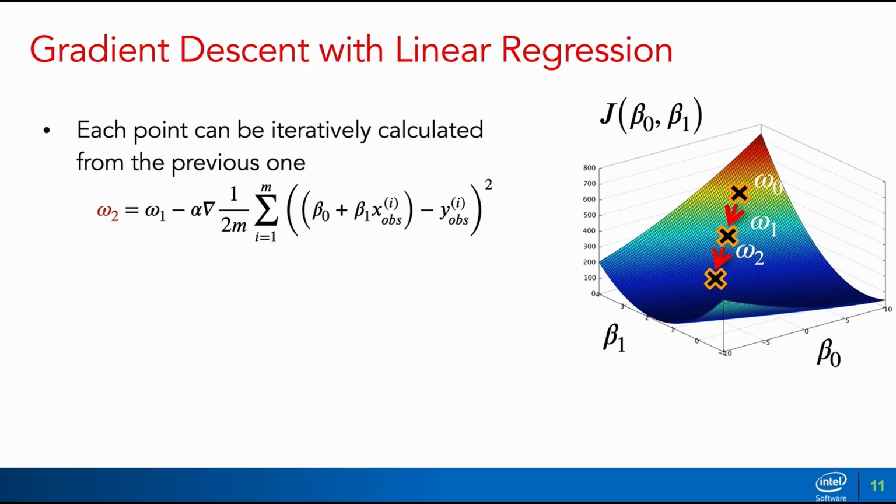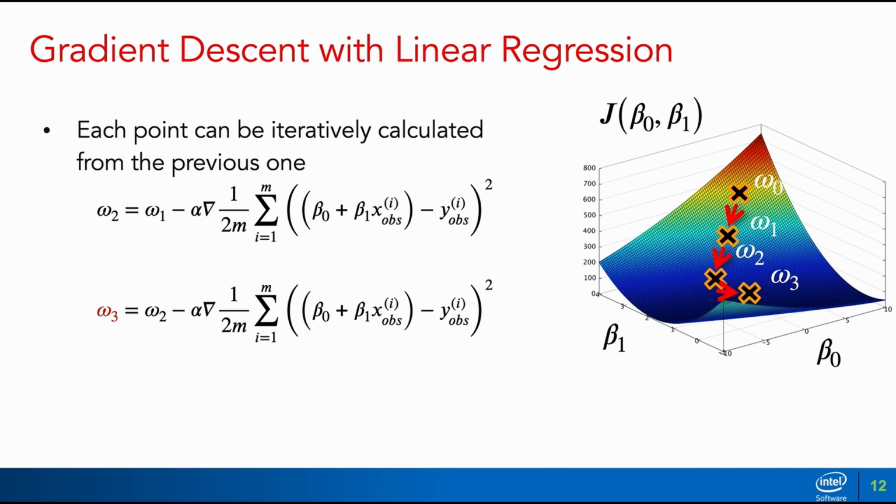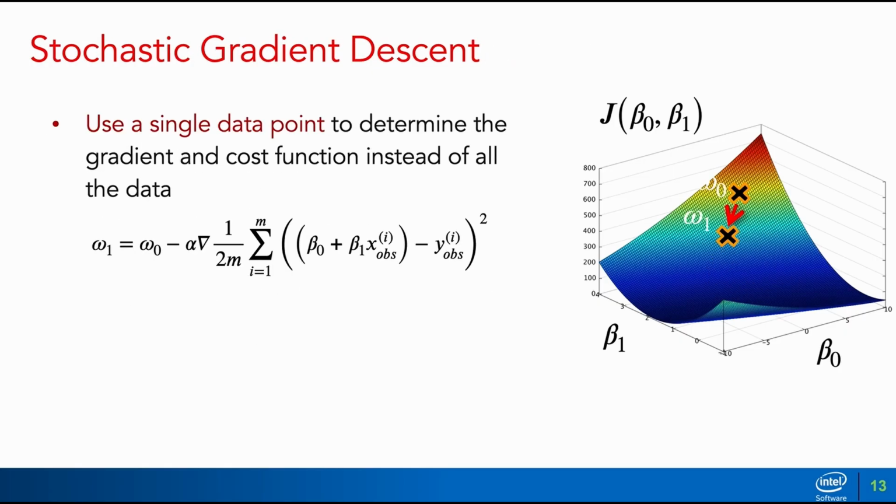By applying the same formula, we move to w2, descending along the surface. The next point, w3, is calculated in the same way. After many iterations, the gradient will be 0. At that point, we converged at the minimum. So far, we've learned the mathematics of gradient descent and how it works. Let's move on to the efficiency issue.